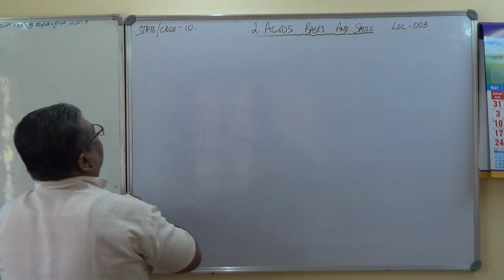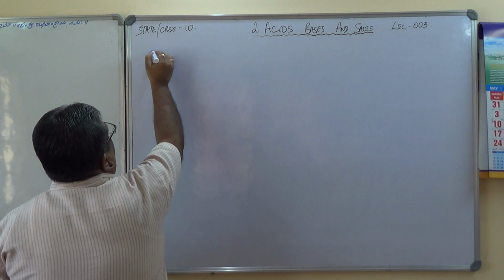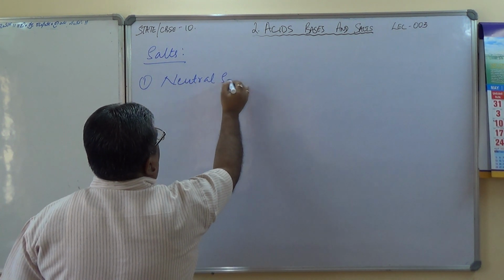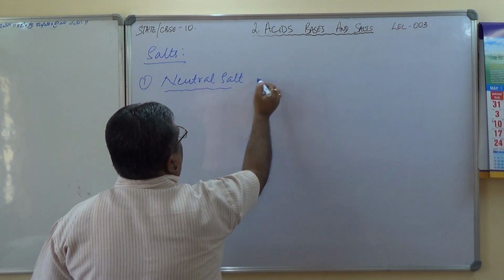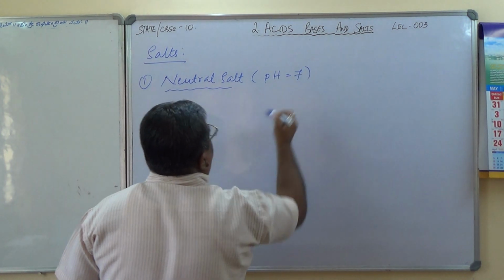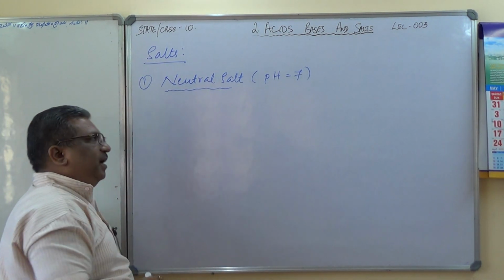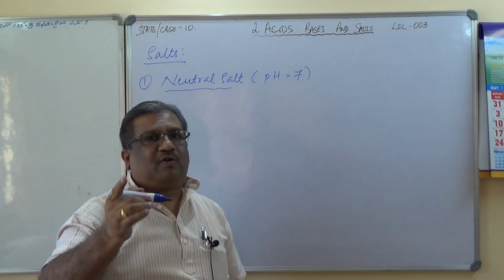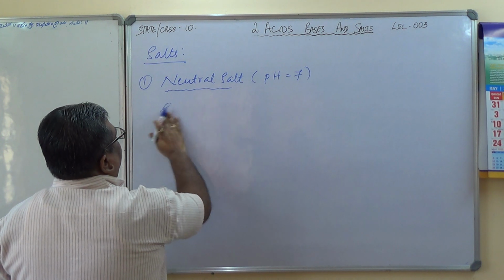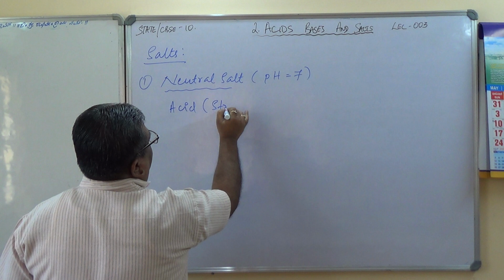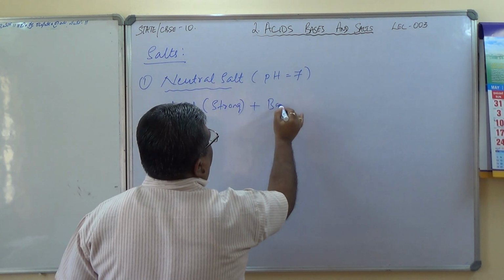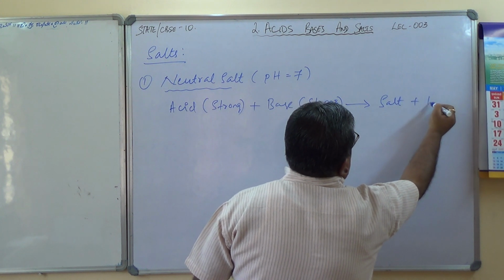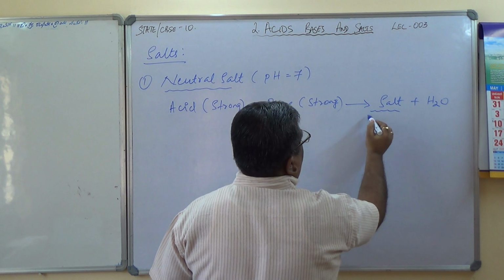So remember, under salts, the first one is neutral salt. Neutral salts are the ones whose pH value is 7, neutral. How do you form these neutral salts? Neutral salts are obtained by the reaction between strong acids and strong bases. So here it is very important: strong acid plus strong base will give you neutral salt plus water.